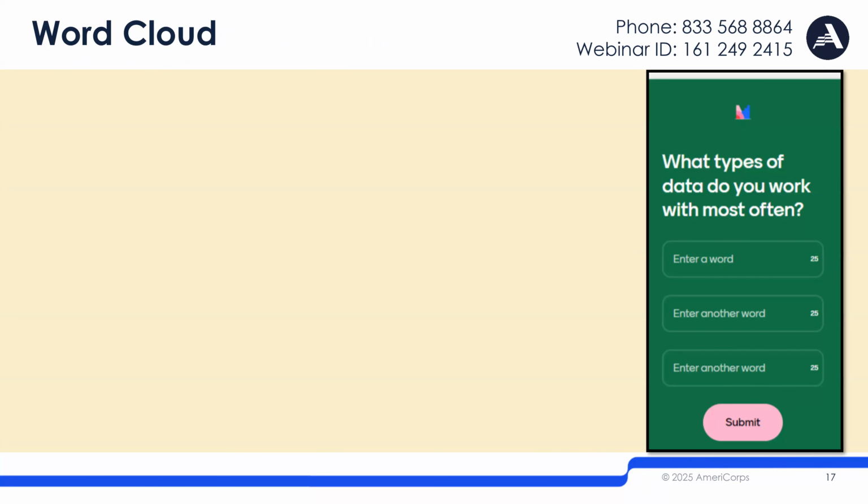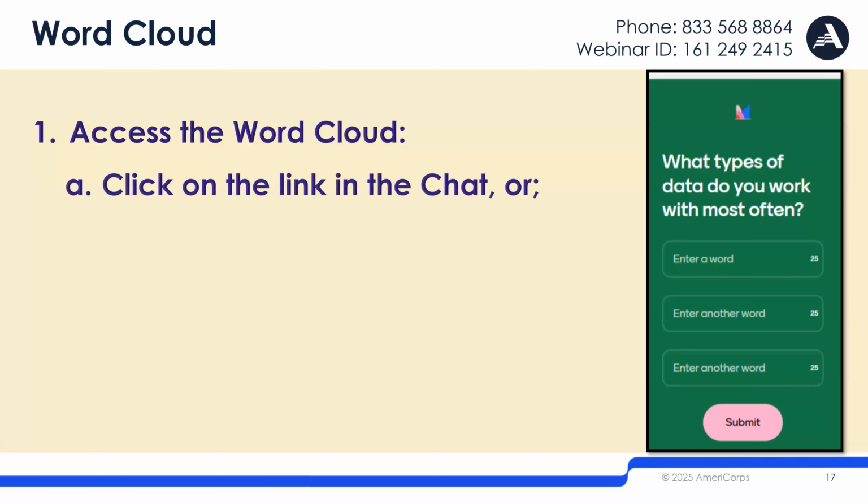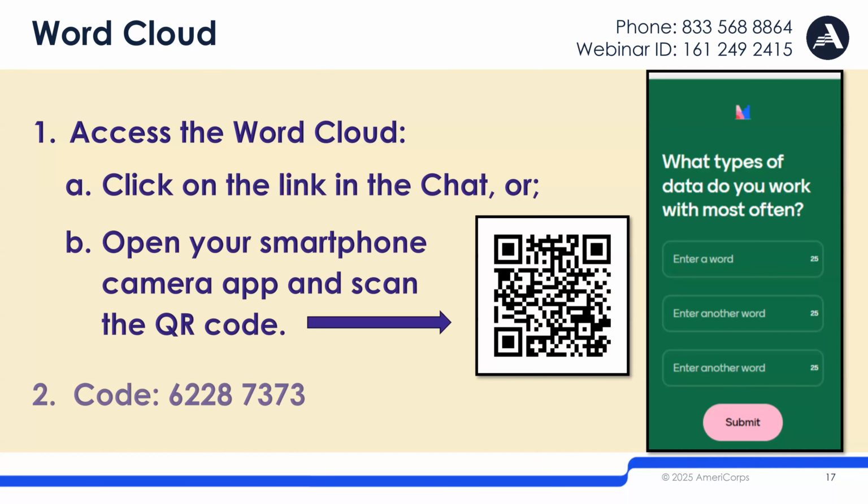Thanks, Sharon. All right, so now we'd like to hear from you through a word cloud activity. We're going to drop a link in the chat, or you can use your phone to scan the QR code on screen if you prefer, and then if prompted, enter code 62287373 that you see at the bottom of the screen. Tessa just dropped the link in the chat as well.